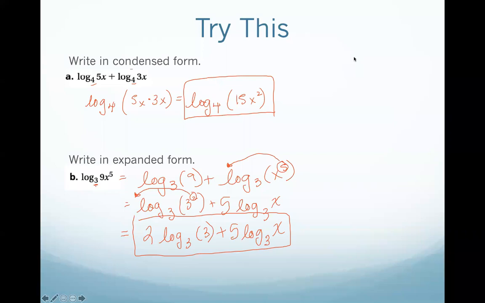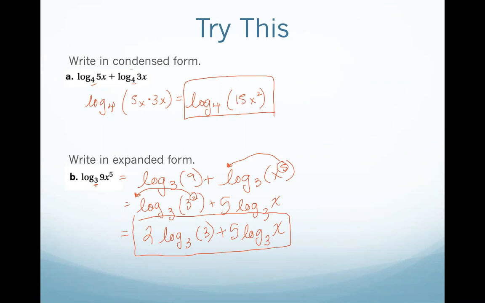All right, for the first one, both of our terms have a base of 4, and they're both in logarithmic form. So if they are being added together, then we multiply the arguments. 5x times 3x gives me 15x squared. For the second one, we are expanding.